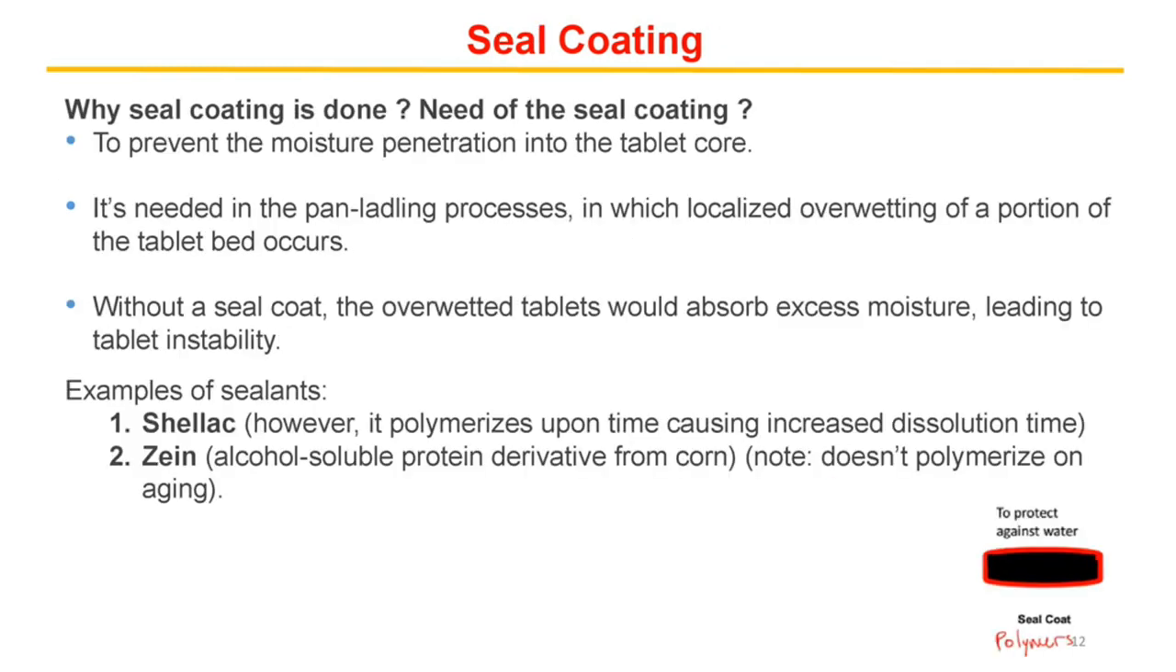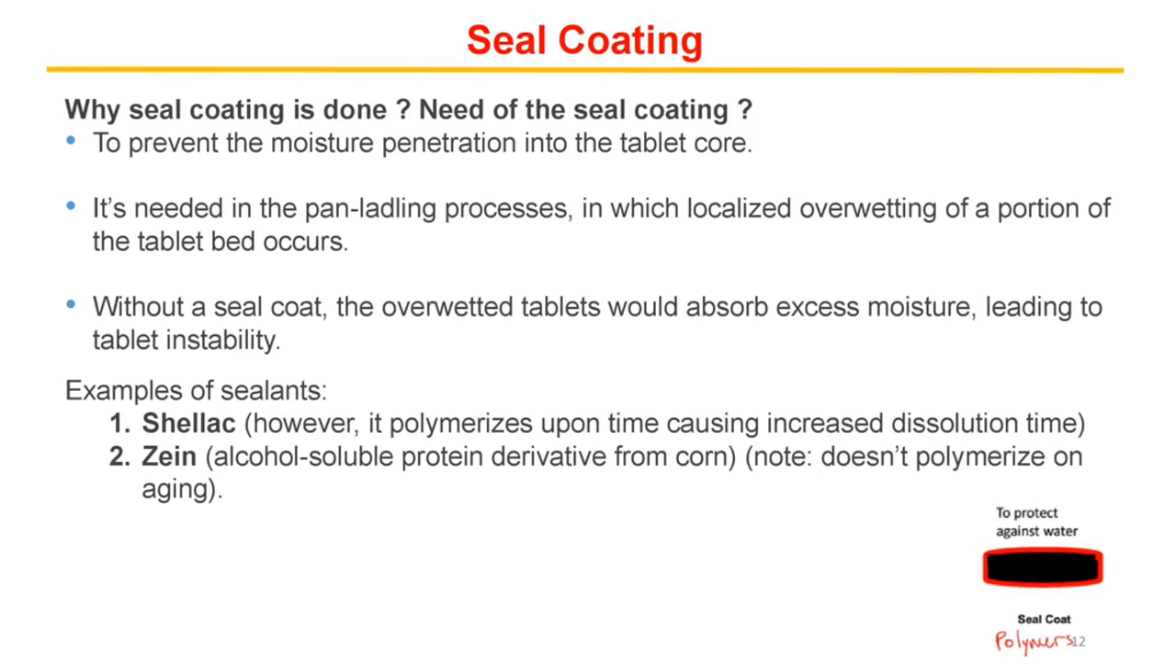Seal coating. Why is seal coating done? Need of the seal coating: to prevent the moisture penetration into the tablet core. It's needed in the pan ladling processes, in which localized overwetting of a portion of the tablet bed occurs. Without a seal coat, the overwetted tablets would absorb excess moisture, leading to tablet instability.